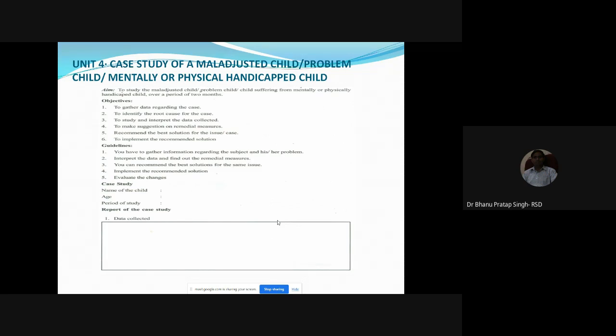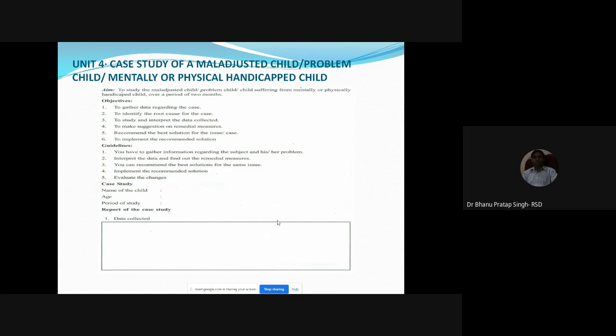The teacher may recommend the best solutions for the particular issue, whatever you are taking for the study, and implement the recommended solutions in the classroom, and evaluate what change you have observed by using your recommendations or remedials or suggestions, whatever you have found out based on this particular activity.